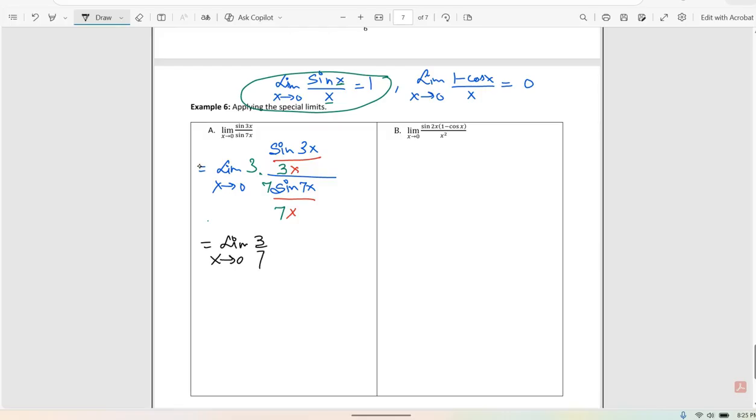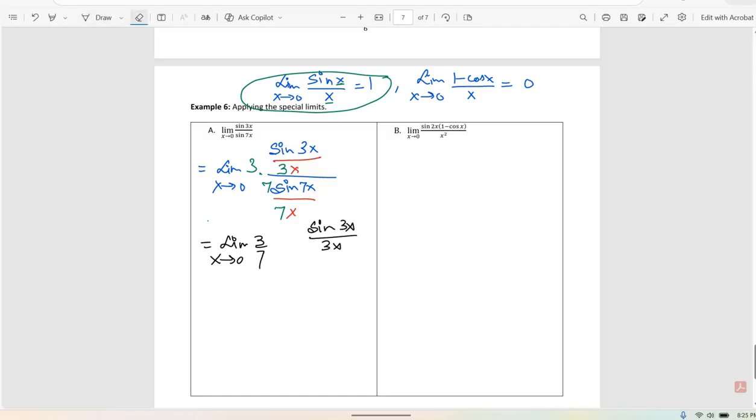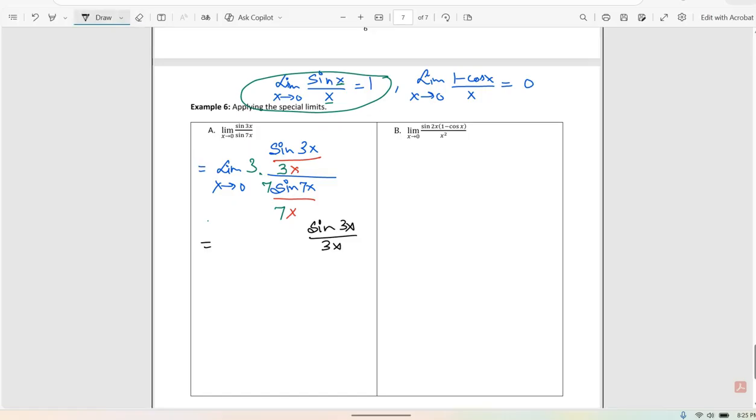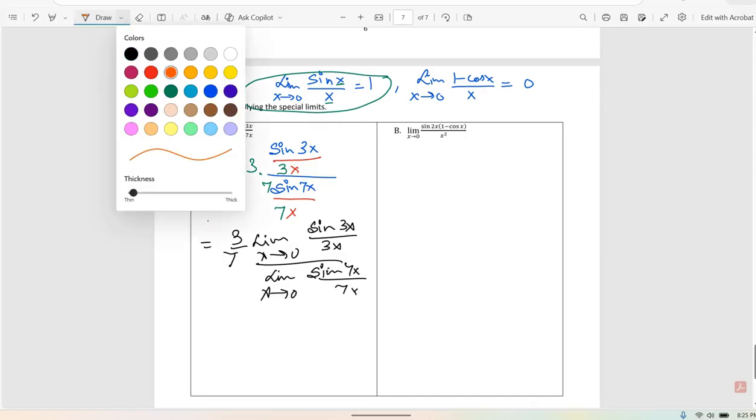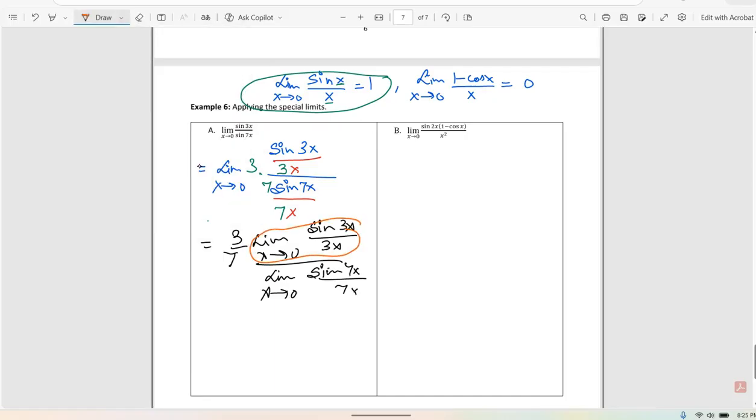just a constant, sine 3x by 3x. Actually, we can even take this constant out of the limit. 3 by 7, limit x approaches 0 of that divided by limit x approaches 0 of sine 7x by 7x. So the top limit is equal to what?